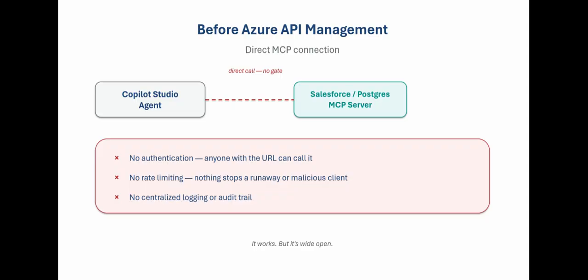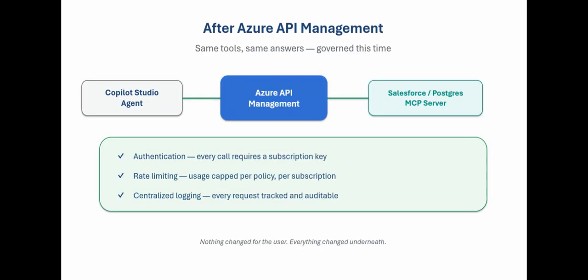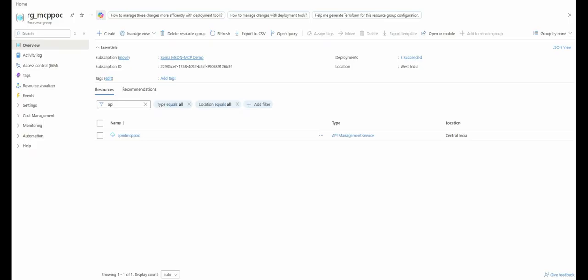So it works, but right now there is no authentication, no rate limiting, and no login. Anyone with this URL could call it. Let's fix that. Let's put Azure API Management in front of this. I have already created the APIM. You can see here.